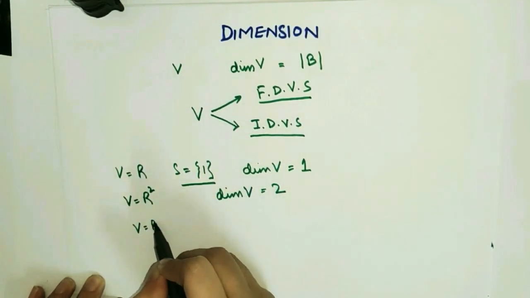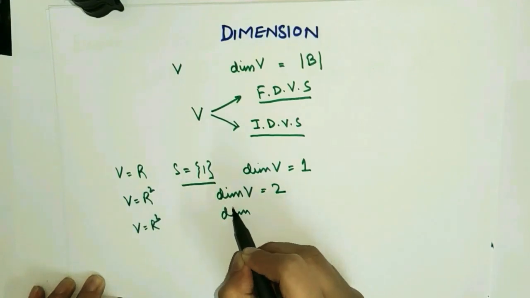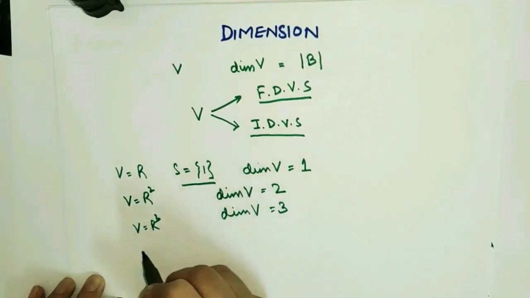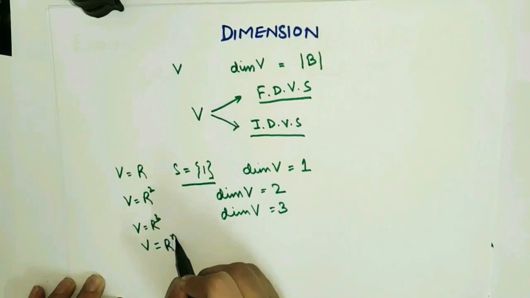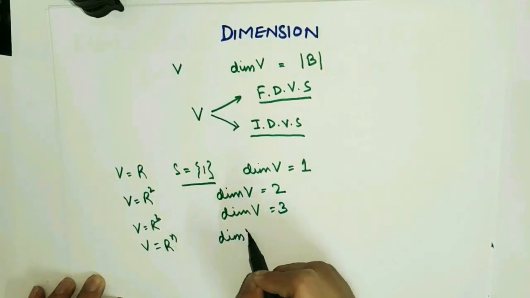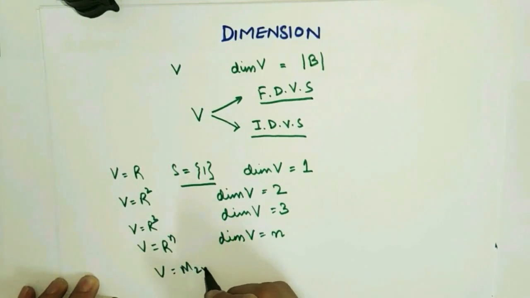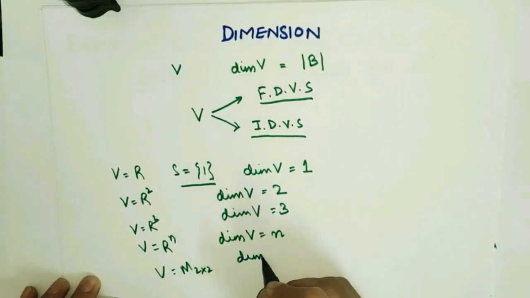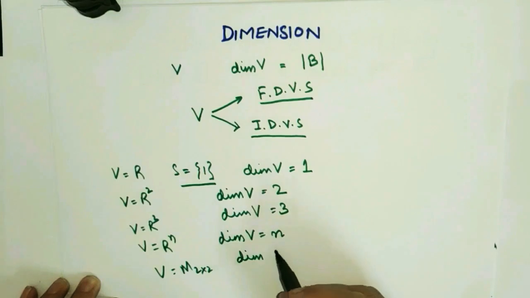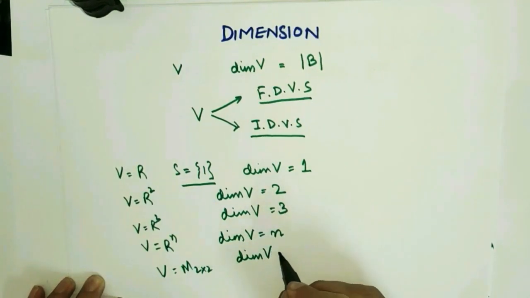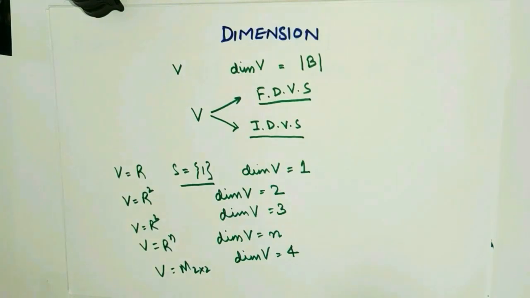When V was R3, the dimension of V was 3. So in general, if V is Rn, then the dimension of V is equal to n. When I had taken V to be M2 cross 2, there were 4 matrices that were used to span V. So the dimension of V here was 4, since the elements in the basis were 4 in number.